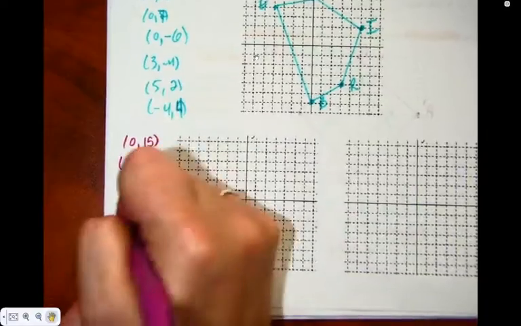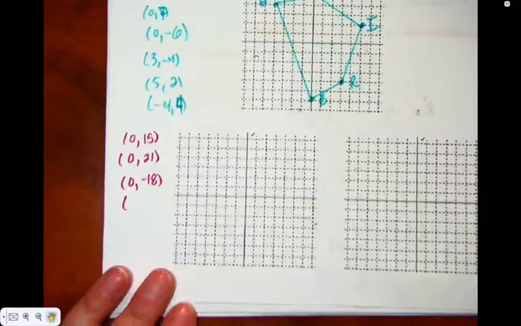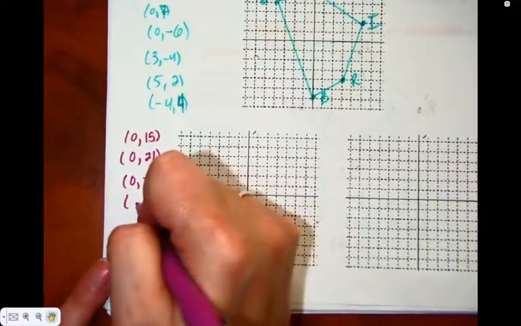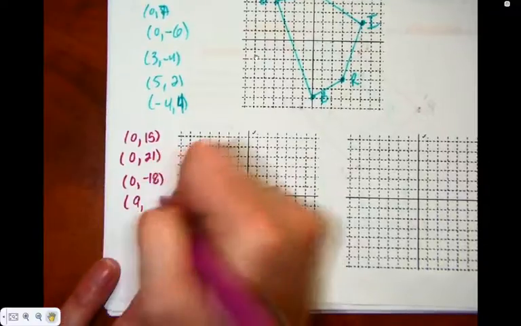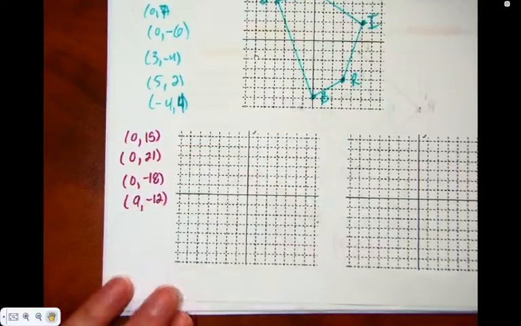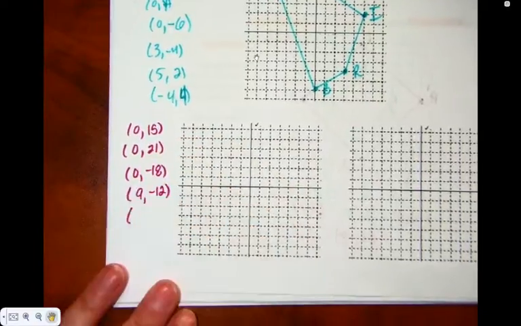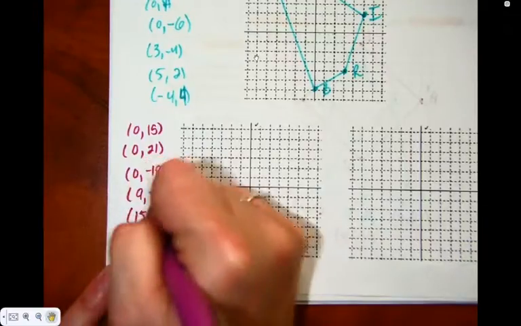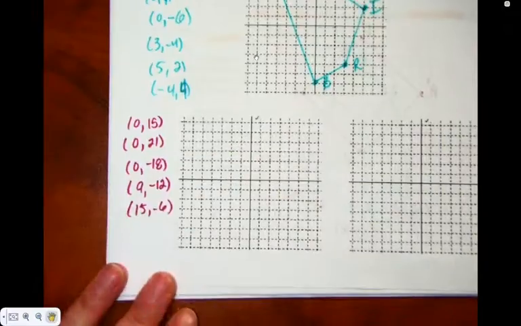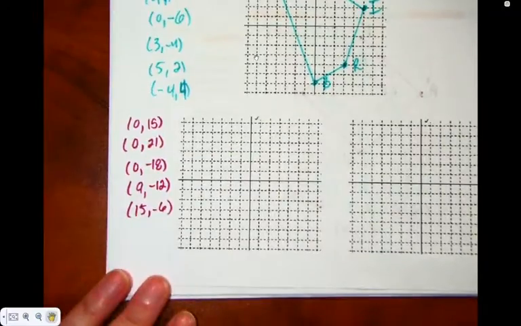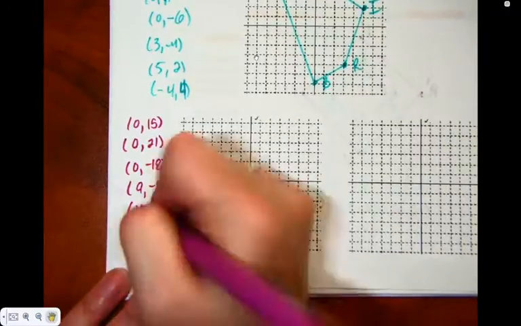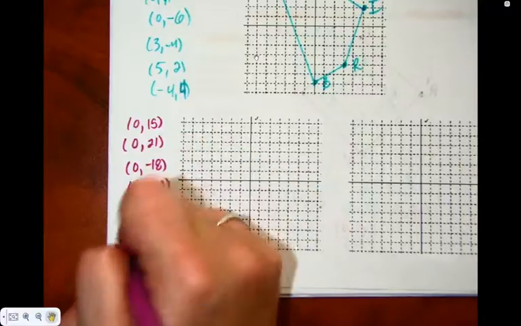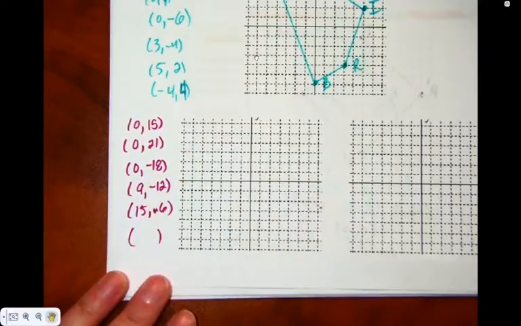3, negative 4 is going to become... 5, 2 is going to become... 15, negative 6. Oh no, sorry. 15. Oh, I thought you heard negative 2. I heard negative 2. Sorry. And I have negative 4, 4. You may have the original negative 4, 6. Either way.